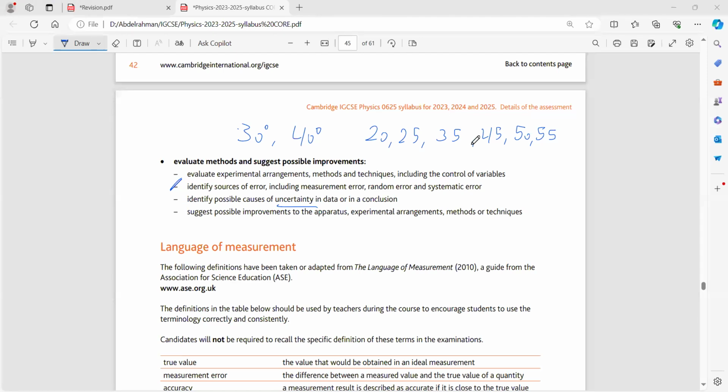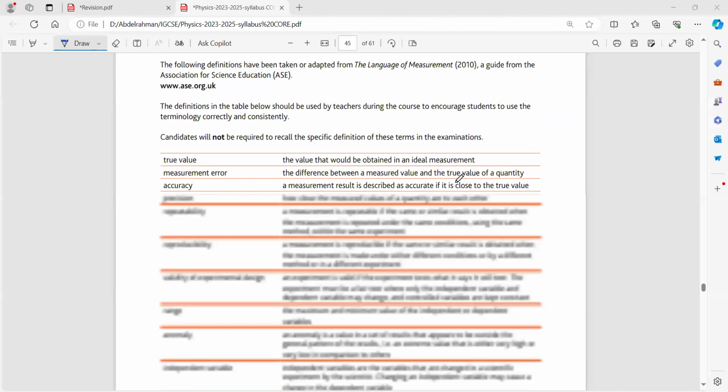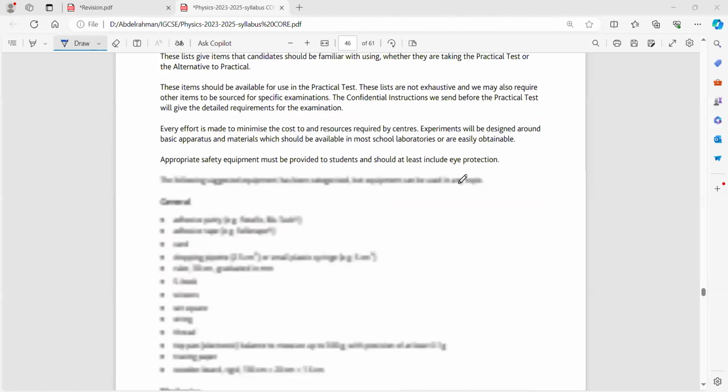These are some of the ways to prevent these uncertainties. Again, how to improve them? Yes, we can repeat and take the average. We can increase the range, for example. Okay, that's it, I'm done with this.